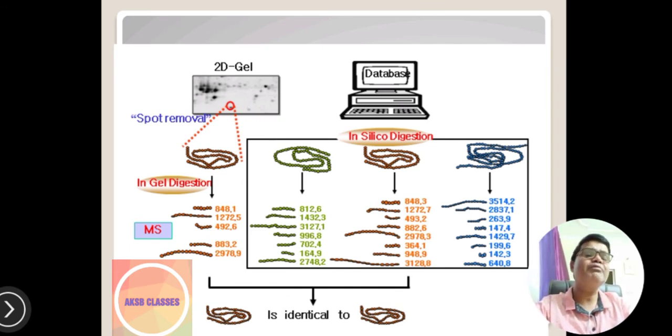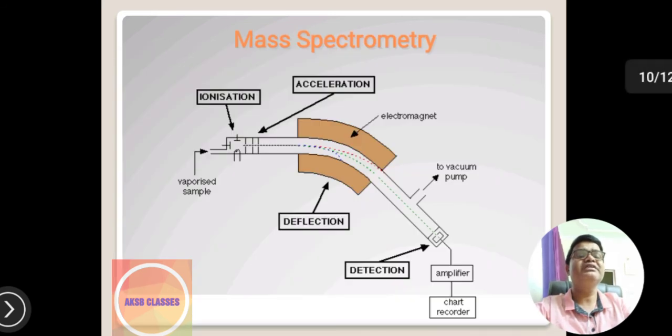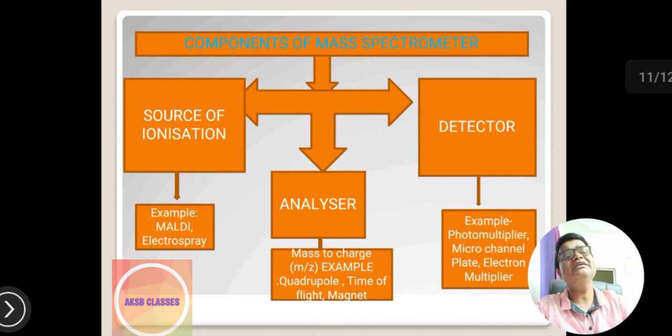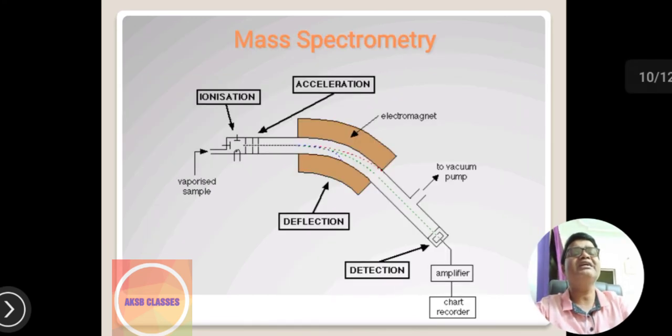So with the help of software, through in silico prediction, we will try to find the function and structure of the protein. If there is 90% or 99% similarity, then we can say it has the particular function of that protein.